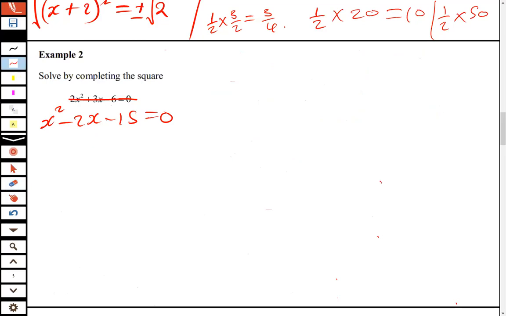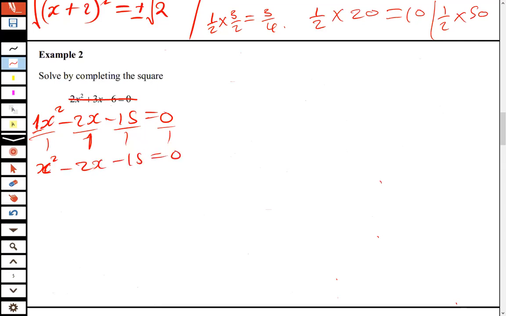All right, so if this is the question, we first have to divide the whole equation by the value of a. The value of a in this case is simply 1. So when you divide this equation by 1, it will still remain the same equation, which will be x squared minus 2x minus 15 is equal to 0.